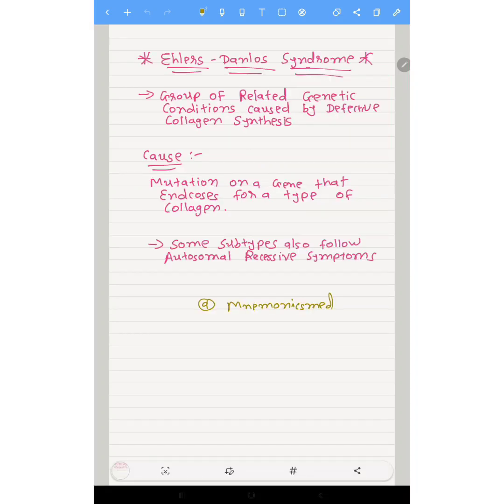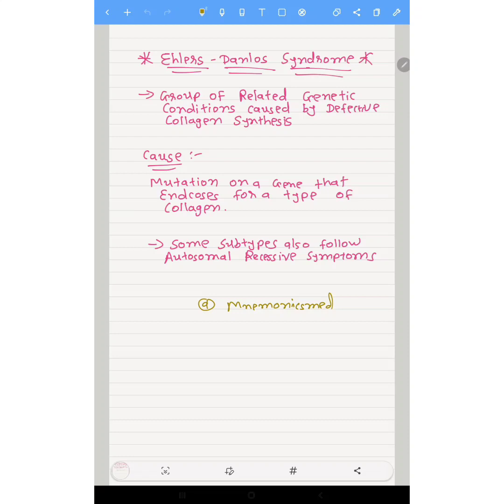Ehlers-Danlos syndrome is a group of related genetic conditions caused by defective collagen synthesis. The main cause is a mutation in a gene that encodes for a type of collagen. Some types also follow autosomal recessive inheritance. So these are the main features of Ehlers-Danlos syndrome.